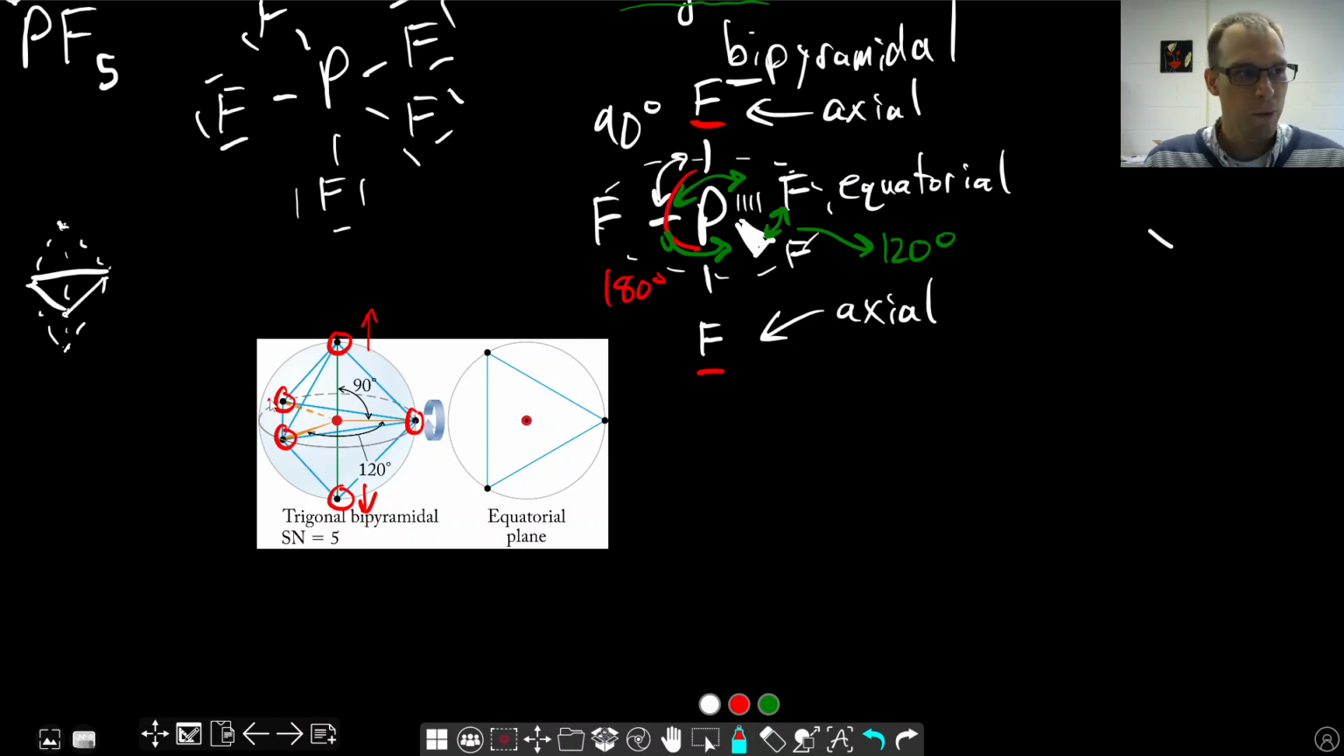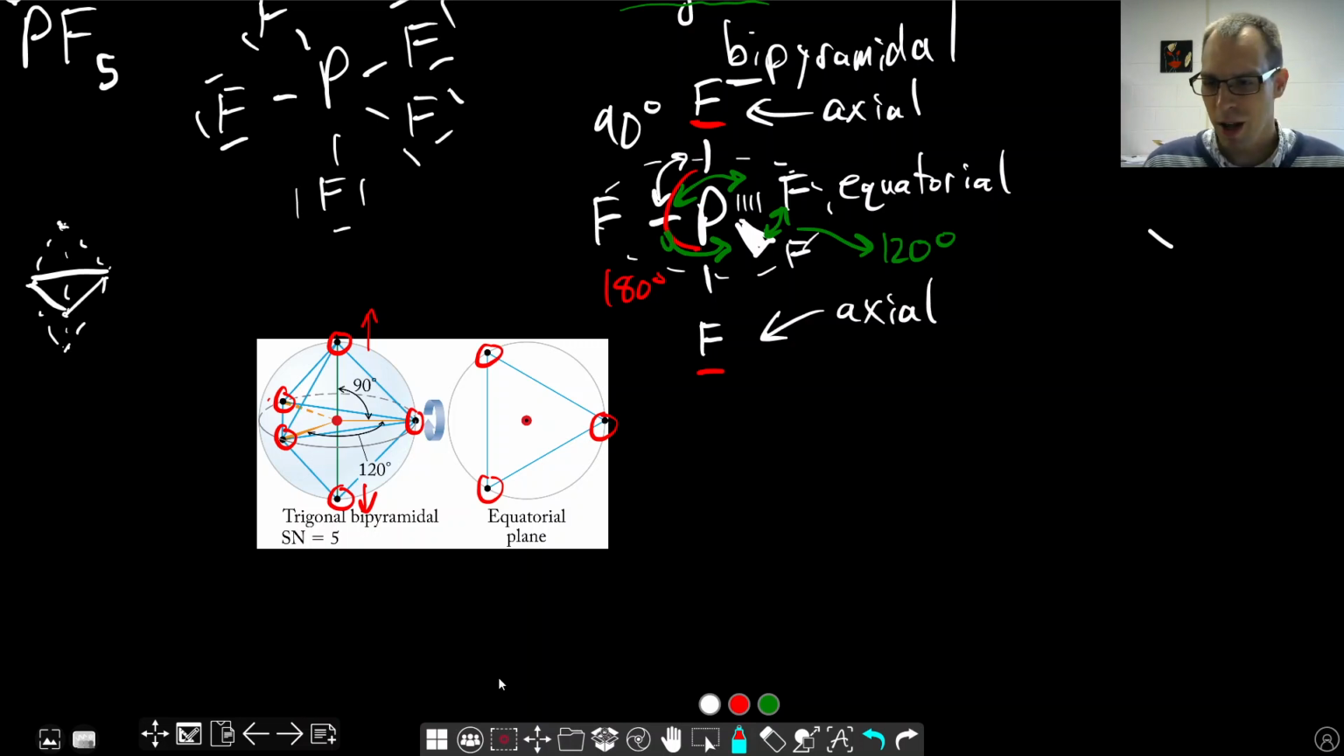And then these 3 along the equator, again, imagining these fluorine atoms as being on a sphere. If we rotate this so that we're now looking along the axis, we can see that we have this trigonal structure, right? We have this equilateral triangle in the middle. And then we have one pyramid pointing up and one pyramid pointing down. Okay, so hopefully you're able to visualize that.